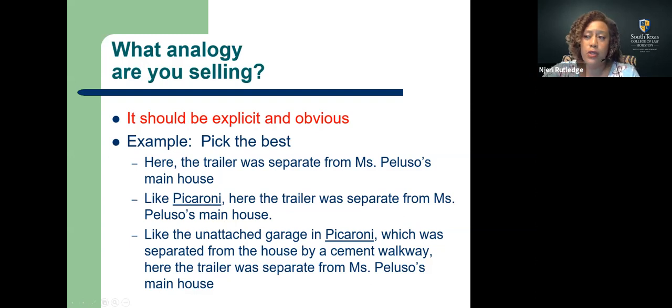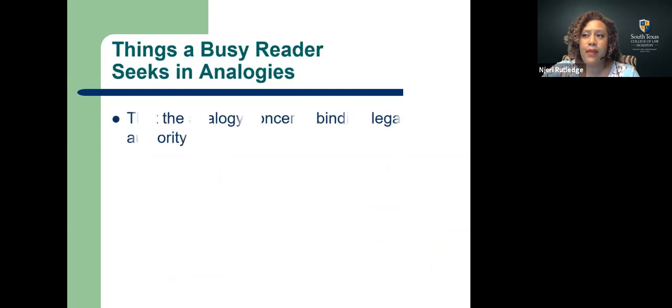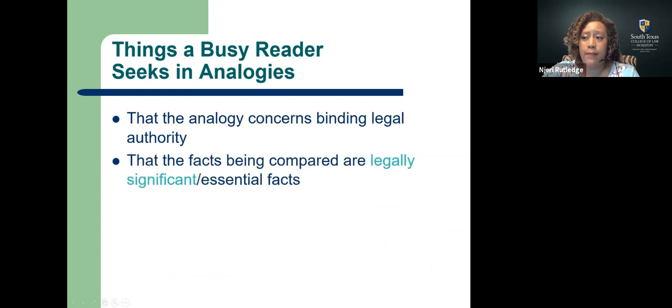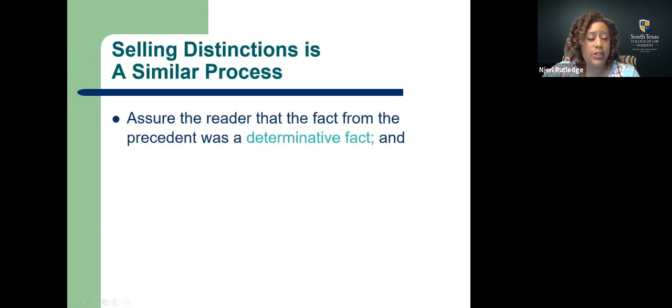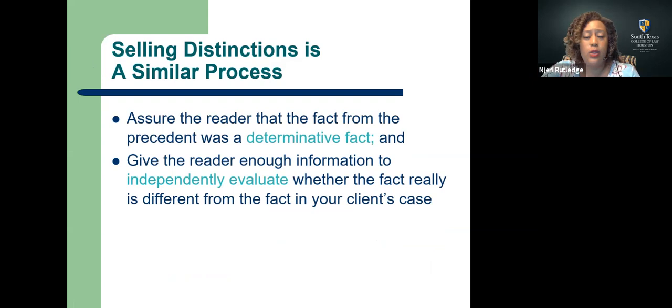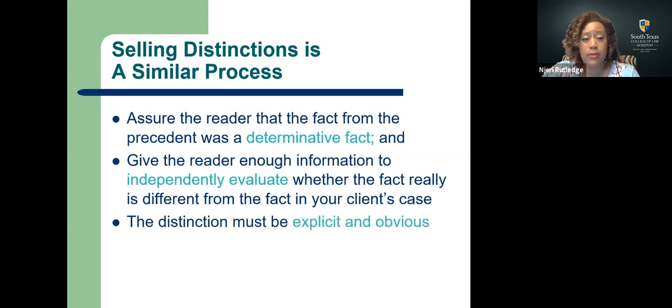Okay. But too often students will just say, well, this case is similar to that one. Okay, I'm done. Not enough. You actually have to spell it out, even if you think it's obvious. Busy readers like analogies that focus on binding legal authority, that the facts being compared are legally significant or essential. Distinctions are very similar. You just want to assure the reader that whatever fact you're trying to distinguish is a determinative fact. You still want to give them enough information to make their own independent evaluation. And your distinction must be explicit and obvious.